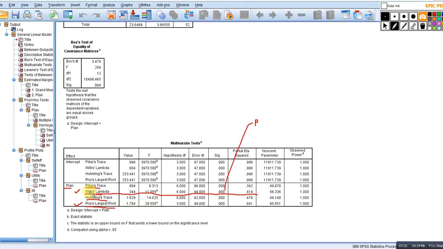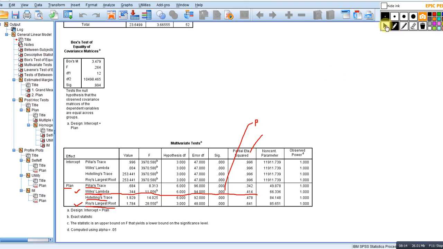We also have partial eta squared, which again is our index of effect size. If we utilize this in relation to Cohen's standards for judging the effect size for the social and behavioral sciences, this would be considered large. Keep in mind Cohen's conventions are eta squared values of 0.01 would be considered a small effect, 0.06 or thereabouts would be considered medium, and values around 0.14 or greater would be considered large. So this is clearly a large effect of plan on the set of dependent variables.